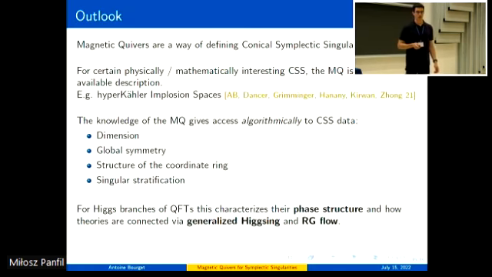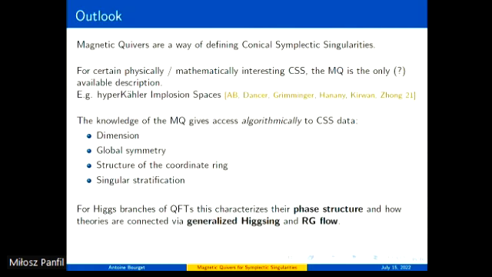So with this, I will now conclude. We saw, as a summary, that magnetic quivers are a way of defining conical symplectic singularities. We can do this for many interesting spaces. I showed some examples. Some other examples that we worked out, in particular with Andrew Dancer and Frances Kirwan, are hyperKähler implosion spaces. You can also provide magnetic quivers for that. And the point is that once you get this description, you can do a lot of things, and you can compute data like dimension, global symmetry, the structure of the coordinate ring, the singular stratification, and so on.